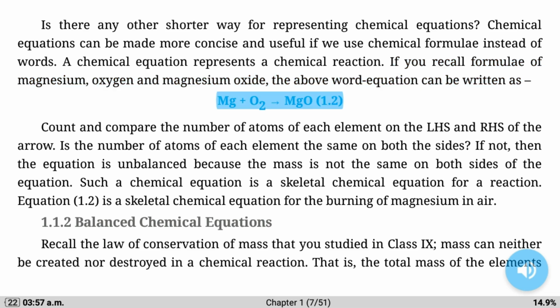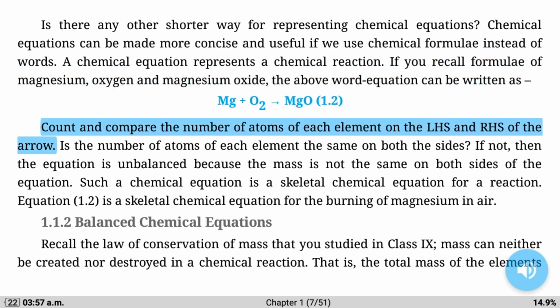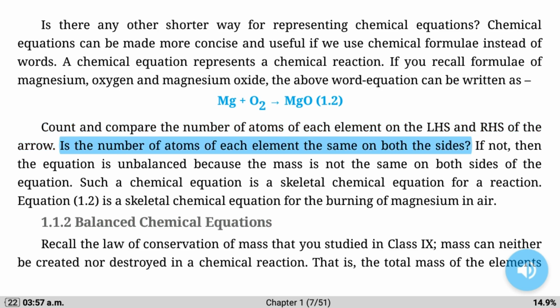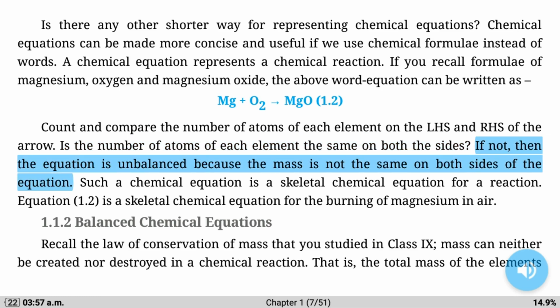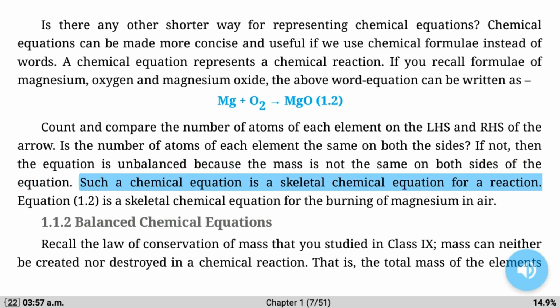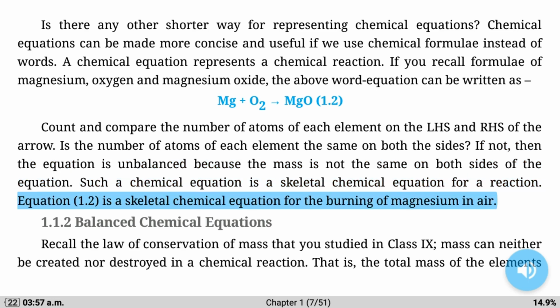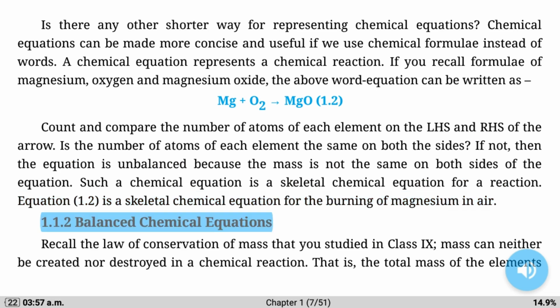Count and compare the number of atoms of each element on the LHS and RHS of the arrow. Is the number of atoms of each element the same on both the sides? If not, then the equation is unbalanced because the mass is not the same on both sides of the equation. Such a chemical equation is a skeletal chemical equation for a reaction. Equation 1.2 is a skeletal chemical equation for the burning of magnesium in air.